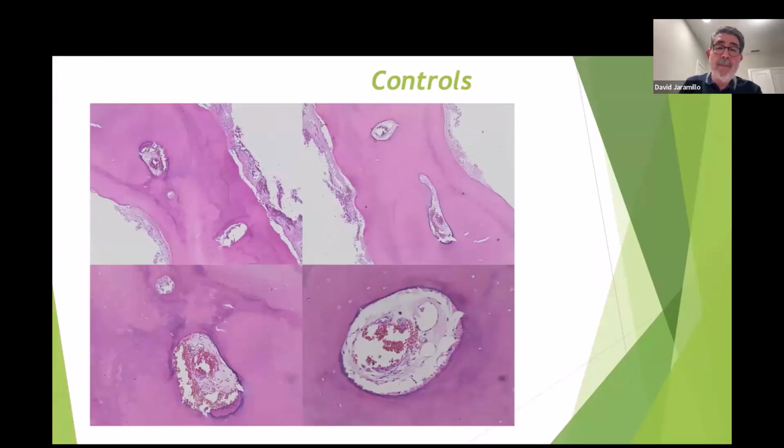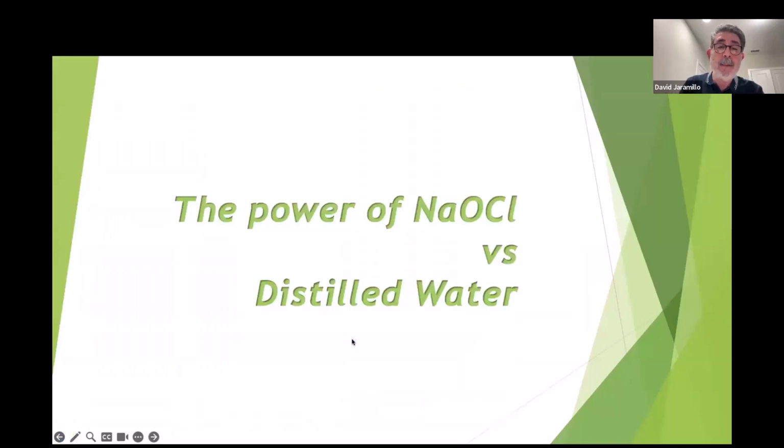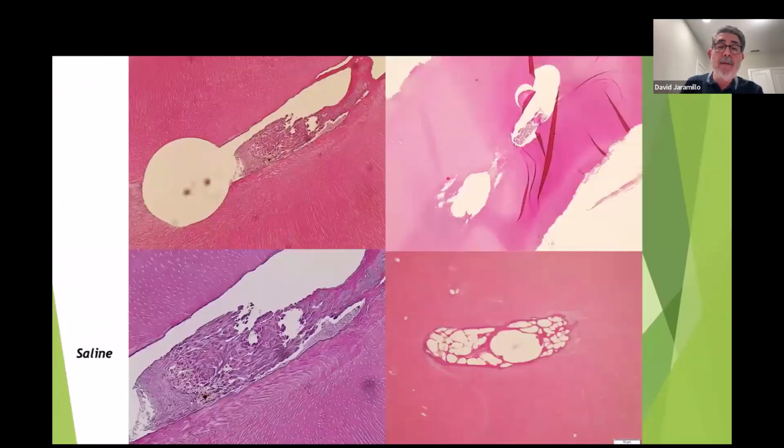We used freshly extracted molars with a diagnosis of SIP-SAP, symptomatic irreversible pulpitis with symptomatic apical periodontitis. These are the controls, where we can see the presence of inflamed pulp tissue, a lot of hemorrhage inside, and some inflammatory cells there. So this shows the power of sodium hypochlorite compared to still water. This is saline. Look at the great amount of pulp tissue when we use saline as an irrigant.